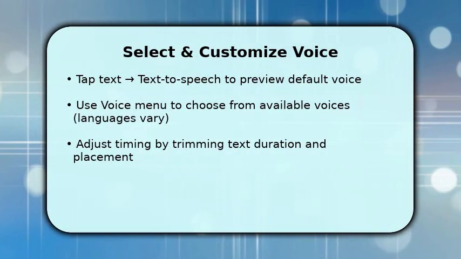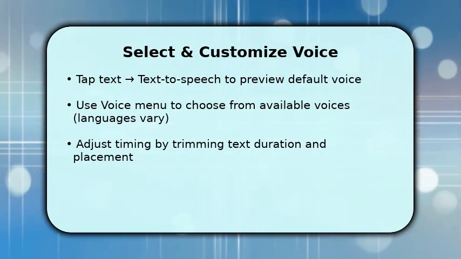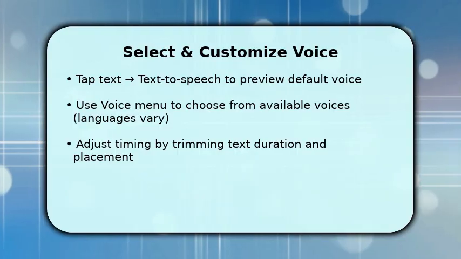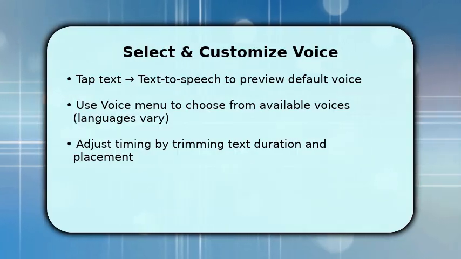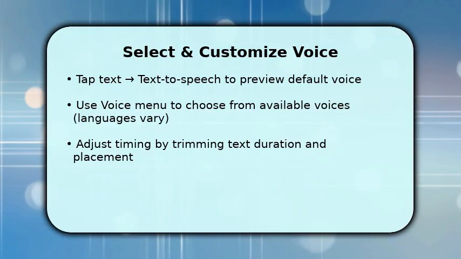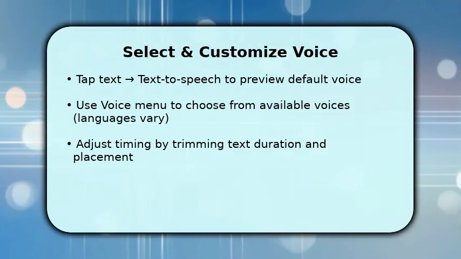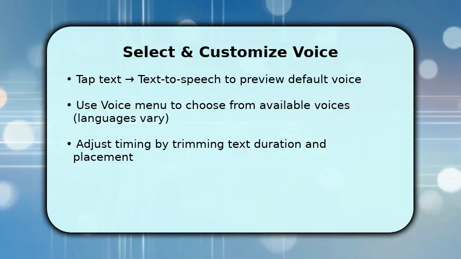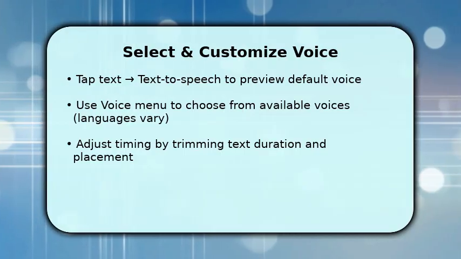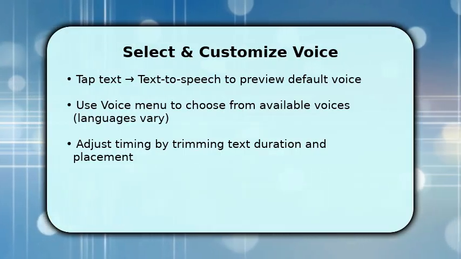Next, tap the text element and choose text-to-speech. TikTok will auto-generate audio from your text, so you can preview the default voice. Use the voice or language menu to switch among available voices. Some voices require region settings or app updates, so change settings if a voice is missing.